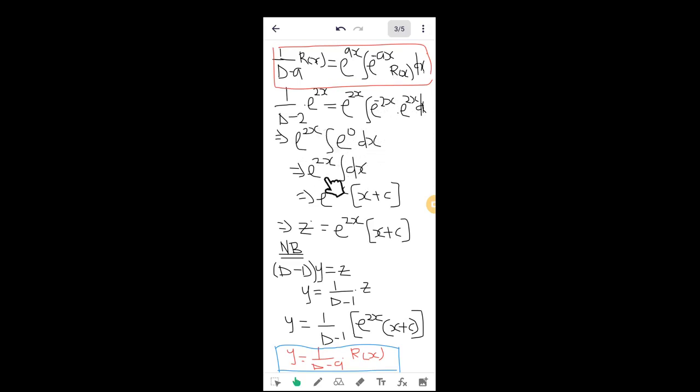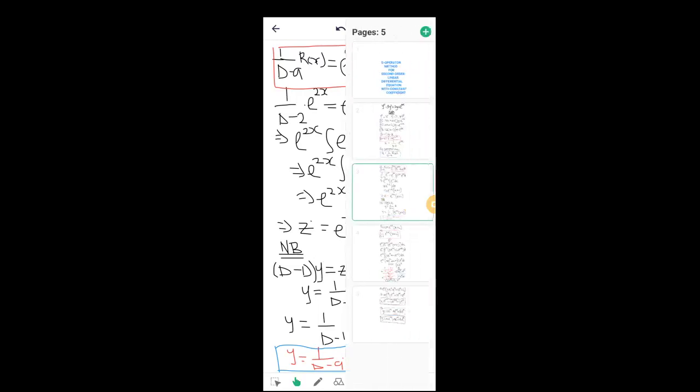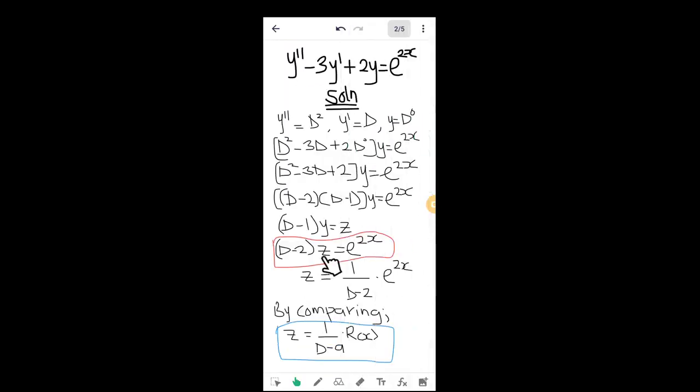So e exponent 2x multiply integral of dx. Anytime you integrate dx, you are going to get x plus c. So you are going to get e exponent 2x multiplying x plus c. This is the value for z. Now I know my value for z. Now you know the value of z.